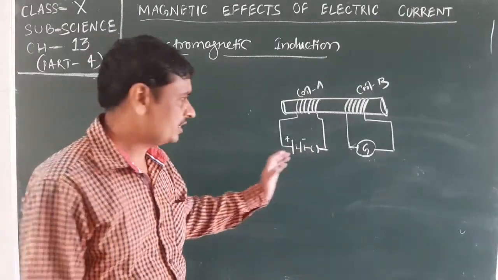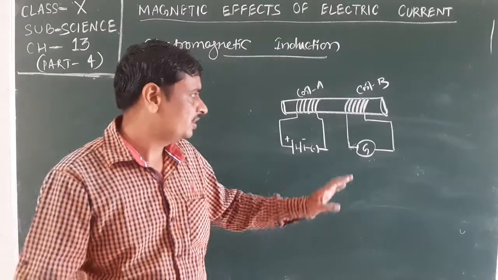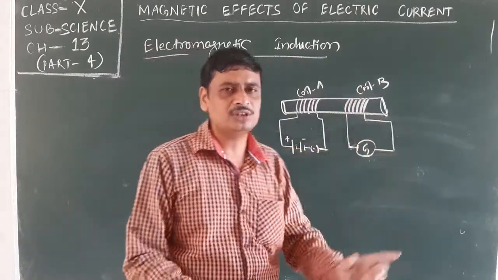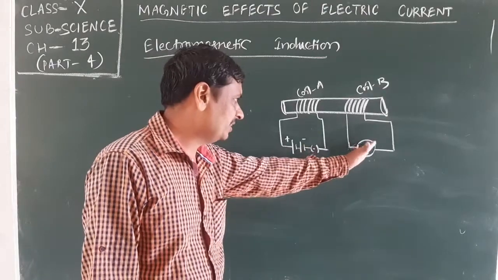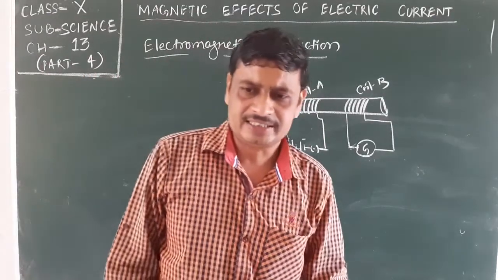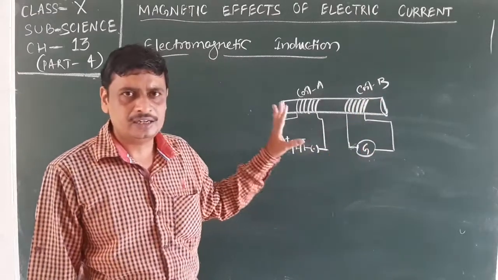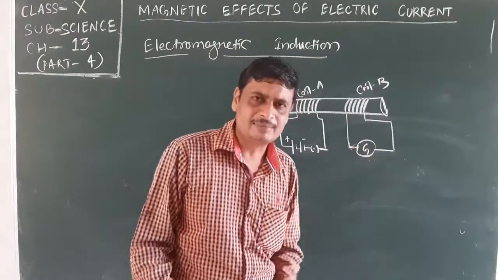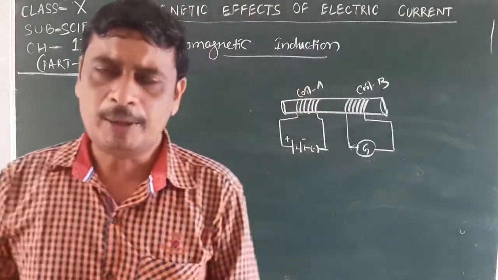When coil A is switched on, we can observe the deflection of the galvanometer which is attached with coil B. Even if coil A and coil B are not connected directly, we still observe the deflection of the galvanometer in coil B while it is switched on in coil A. That means some electricity is set up in coil B when electric current flows through coil A. When we switch on, we observe the deflection of the galvanometer. When we switch off, we also observe the deflection, but in the opposite direction.